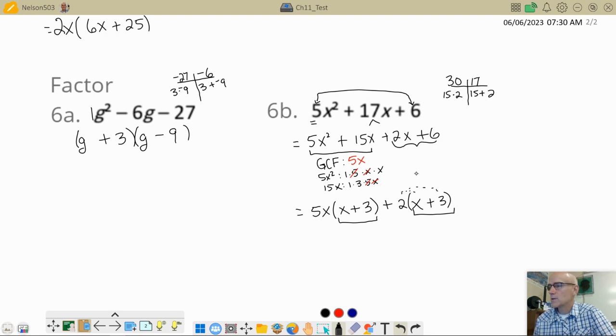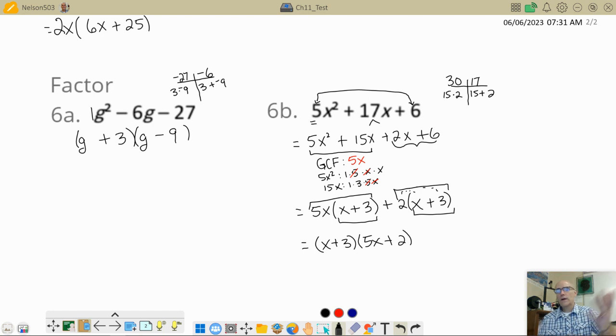2 times x is 2x, 2 times 3 is 6. Yes, it's worked correctly. And now I've got an x plus 3 factor in both those terms. I know they look a little bit complicated, but this is really a term. And then this is a term, and they have an x plus 3 factor in common. So that's our GCF. And then I have a 5x left, and I have a 2 left. All right. So that's how you factor number 6.